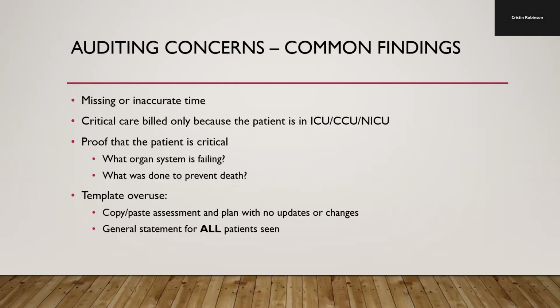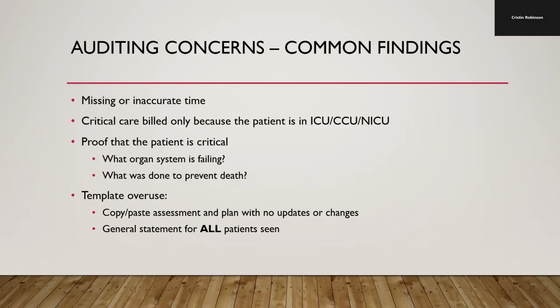Also, remember, I mentioned this at the very beginning of the presentation, that just because a patient is in a critical care area does not automatically qualify them for critical care services. We also want to see the proof that they are critical. What organ system is failing? What was done to prevent death?